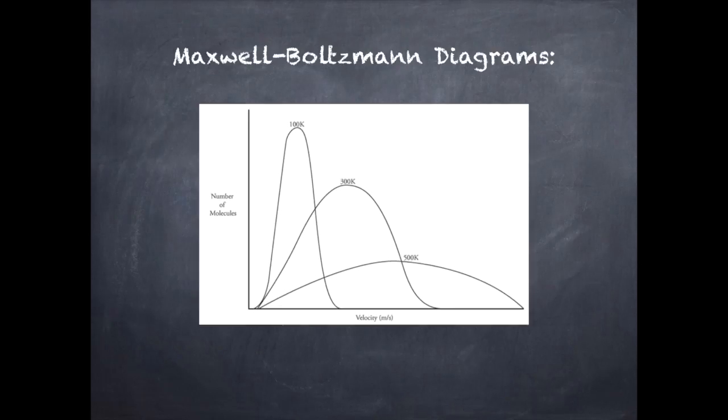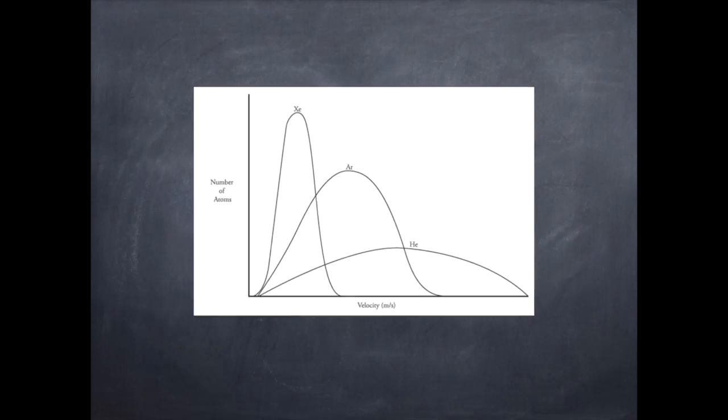This diagram is called the Maxwell-Boltzmann diagram. Now look at this second diagram. It shows velocity versus number of atoms. Notice xenon, argon, helium: we're going to assume that they're at the same temperature, so they should have the same kinetic energy. Notice that their velocities are very different, and that's because the formula for kinetic energy is 1/2 mv squared, m being mass. So the higher the mass of an atom, the slower its velocity is going to be. While they might have the same kinetic energy, their velocities will be different. The heavier an atom, the lower its velocity is going to be. The lighter an atom, the faster its velocity is going to be.